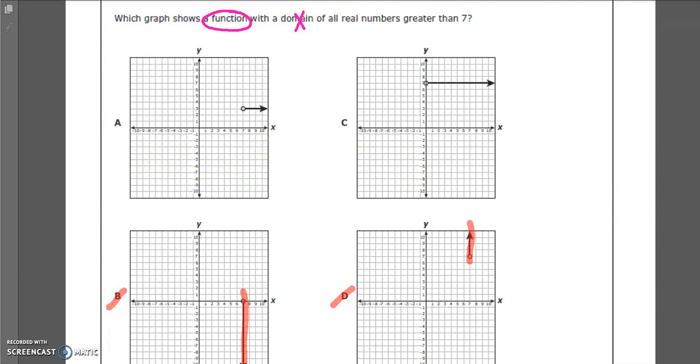So now I'm looking for where it says all real numbers greater than 7. Okay, all real numbers greater than 7. So that means I'm starting at 7 on my x-axis, and I'm going this way, right? And I need greater than, so I'm not filling it in. So this is an empty circle at 7. That looks good. This one is going to be starting at 0 and including everything from 0 on. Well, that's not what that says. So C is not it. A would be the correct answer.